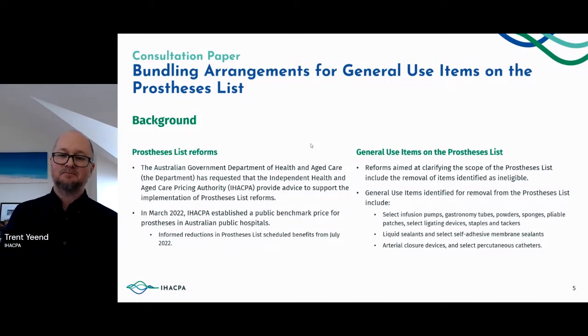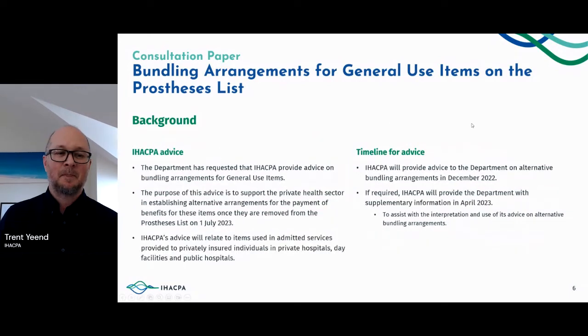As for general use items, the reforms aimed at clarifying the scope of the prostheses list include the removal of items identified as ineligible, and general use items identified for removal from the prostheses list include select infusion pumps, gastronomy tubes, powders, sponges, staples and tackers, liquid sealants, arterial closure devices, and so forth. There's a list of almost 500 billing codes that are identified for removal from the prostheses list, and this set of under 500 billing codes is identified by Part D of the August 2022 publication of the prostheses list.